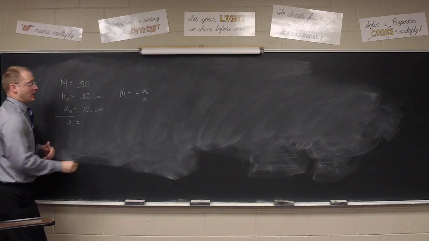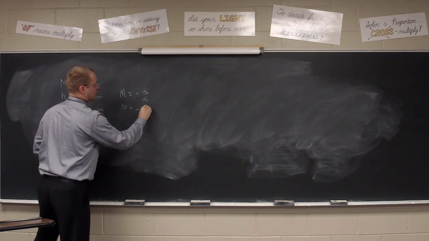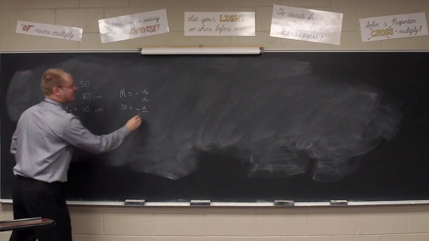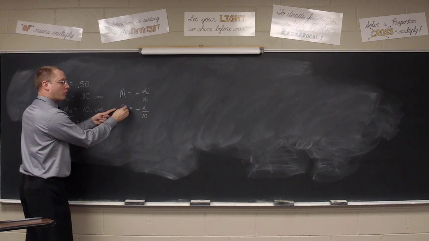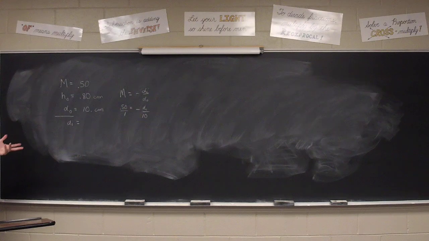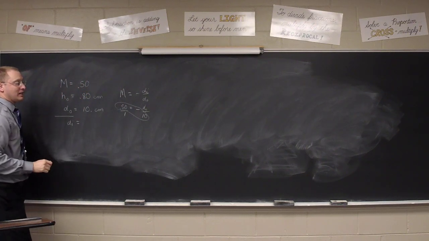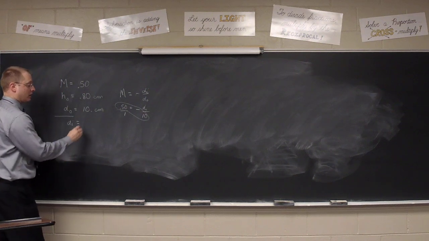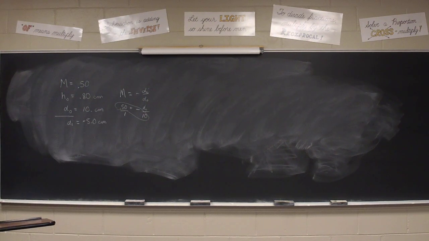So in for the magnification, we could plug in 0.50. In for the d sub i, just leave d sub i. In for the d sub o, we can plug in 10. And it would help if I put the magnification over 1. Now we can cross multiply. In fact, I would include the negative with the denominator here. And class, what do we get for the d sub i? Negative 5.0 centimeters. Make sense?